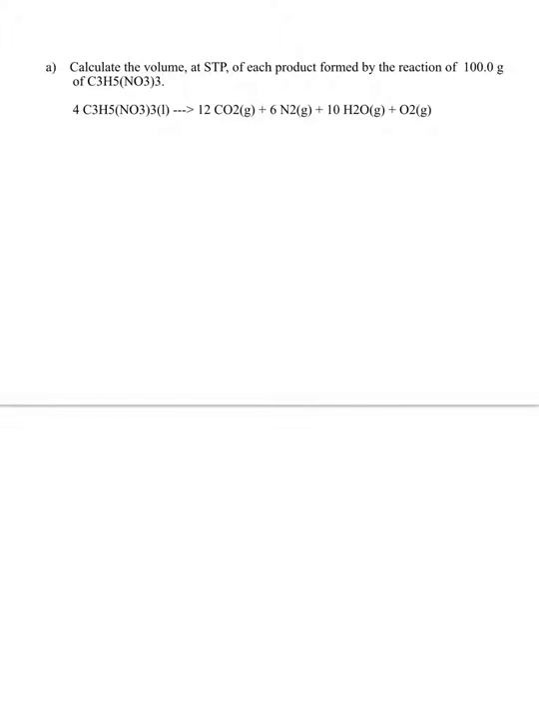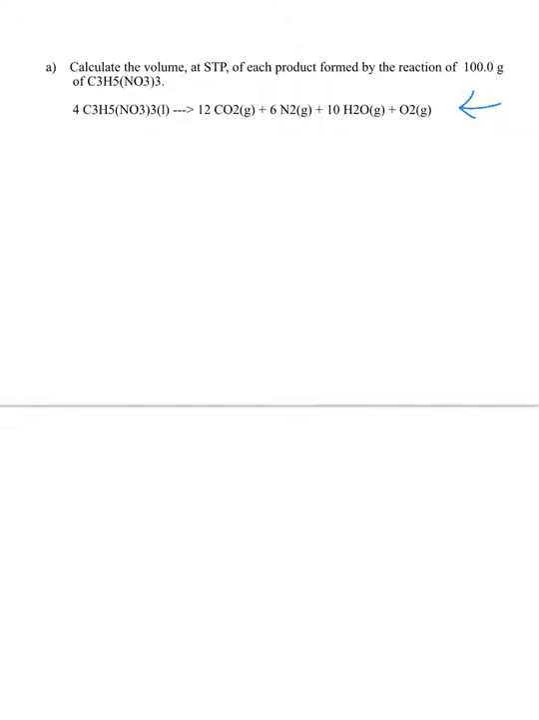This is a stoichiometry problem about the explosion of nitroglycerin. When nitroglycerin explodes, it does so according to the equation shown here, where the products are carbon dioxide, nitrogen, water, and oxygen. You can see the stoichiometric ratio. For every 4 moles of nitroglycerin, you get 12 moles of carbon dioxide, 6 moles of nitrogen, 10 moles of water, and 1 mole of oxygen.